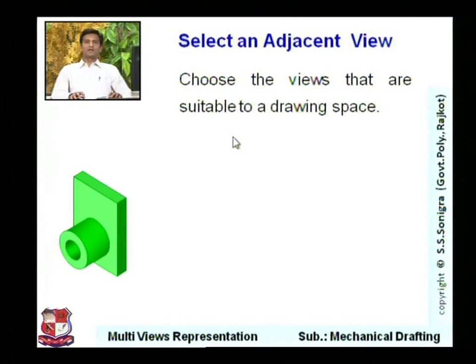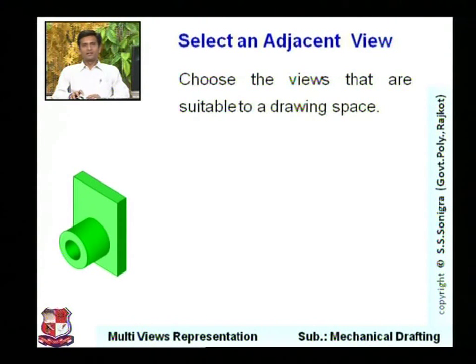Yes. Now next object. Select an adjacent view. Choose the views that are suitable to the drawing space. Yes, that is the third very important rule. We should not select views such that we have to use more drawing space and a very big drawing space goes to waste or remains blank.